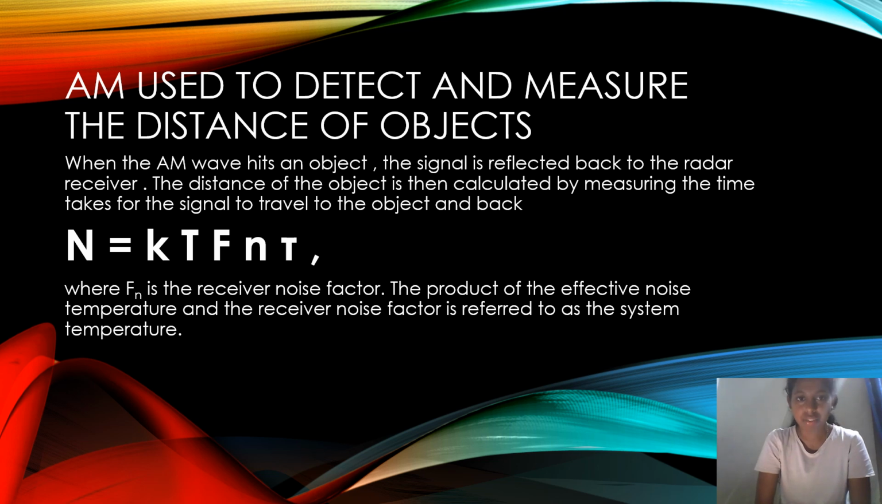Next, the equation for the noise in the radar equation is N = kT Fn, where Fn is the receiver noise factor. The product of the effective noise temperature and the receiver noise factor is referred to as the system temperature. In the earlier slide, I showed you there will be some noise too, because of the radio waves. This is how the radar system works.